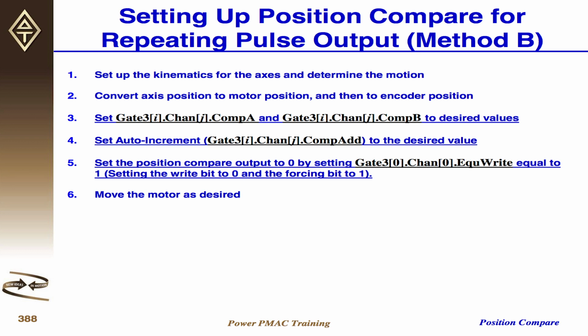If PMAC detects that the EQU write has been changed or that the EQU value has been manually overwritten, even if you write it to its own current value, more recently than the Comp A, Comp B, or Comp Add registers were changed, it will know that you're trying to skip that first pulse. So all you do is make sure that after you set up all of your parameters, you rewrite to that Comp write, the EQU write, and you're golden.